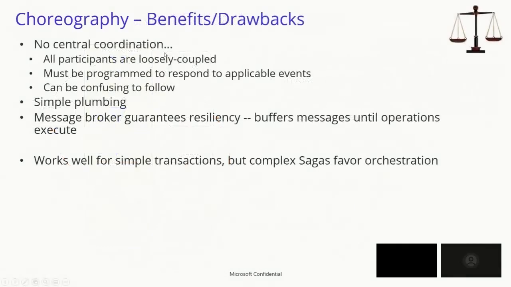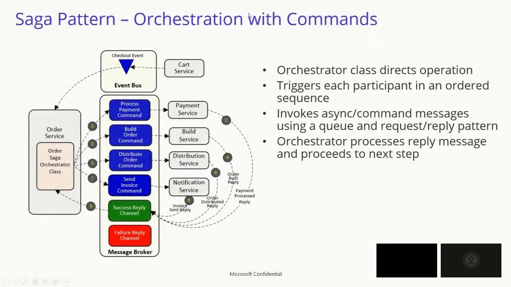We can also do a Saga pattern using orchestration. We can have a single class that orchestrates each one of the events. In this case, the cart service says, I'm sending a checkout event. The order service creates this orchestrator class. This class pushes a command into the message broker for the payment service to validate the payment. Then it pushes a build order command for the build service. When that completes, it pushes a command to distribute the order, to send the order, and so on and so forth.